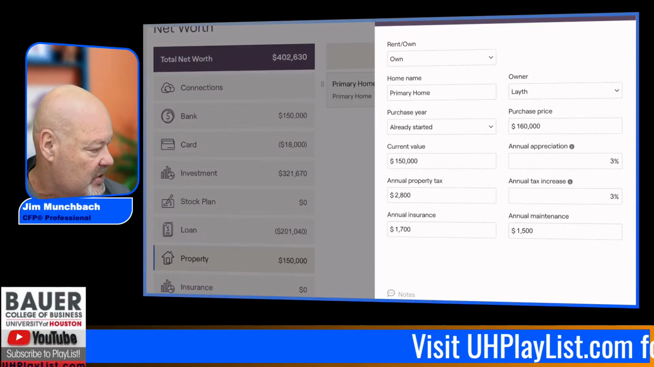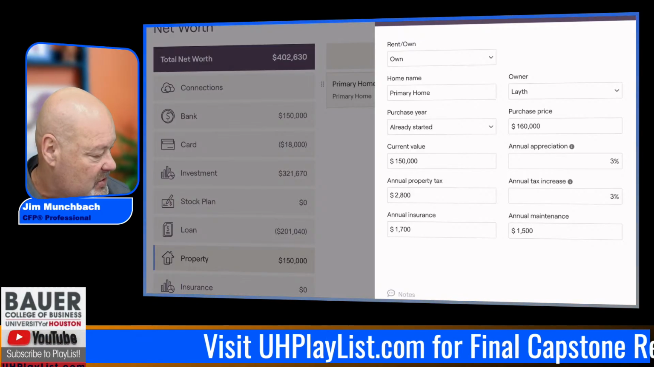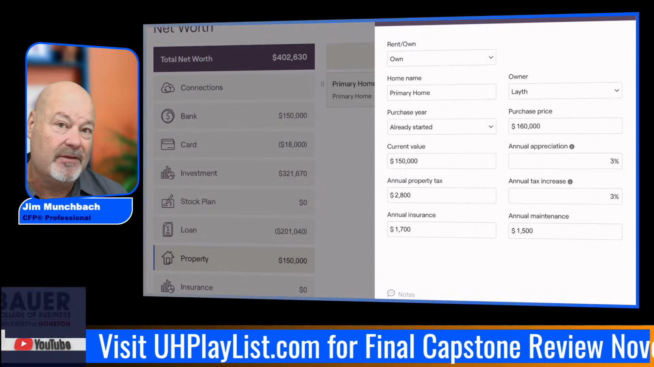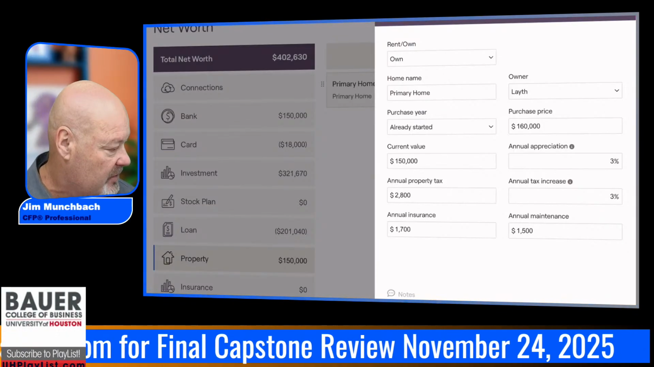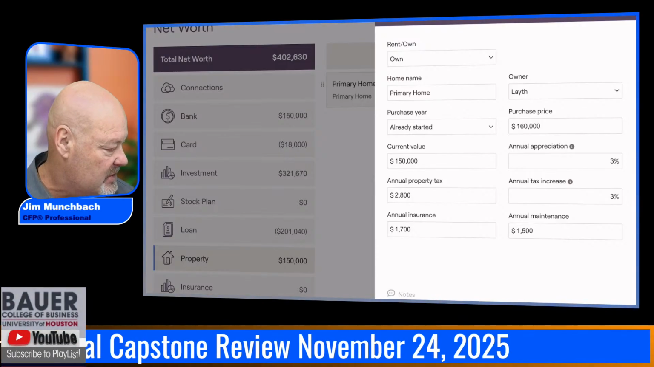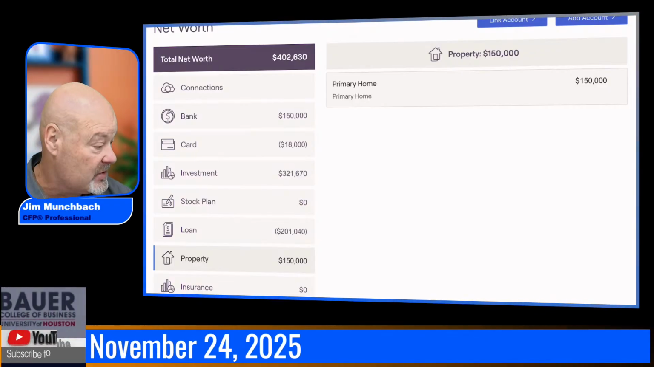I don't know where it is. I'm not going to jump in and look, but one of the things I ask you guys to do is just kind of pay attention to what's real. If you don't know, you need to do a little research. If you don't know what a $150,000, $160,000 house insurance would be, you want to do a little research on that.